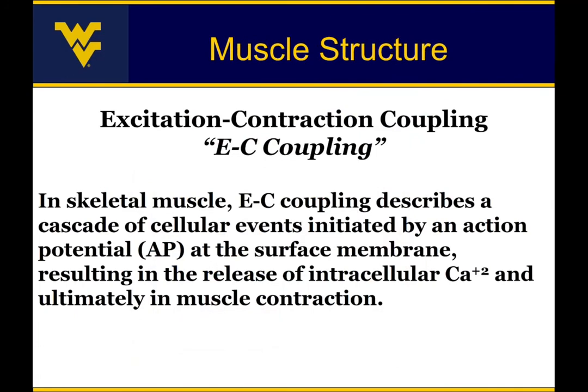And this is known as excitation-contraction coupling, or EC coupling. In skeletal muscle, EC coupling describes the cascade of events initiated by an action potential starting at the motor nerve and ending at the surface membrane of the muscle fiber, resulting in the release of intracellular calcium from the storage within the sarcoplasmic reticulum and ultimately regulating whether muscle contraction takes place.